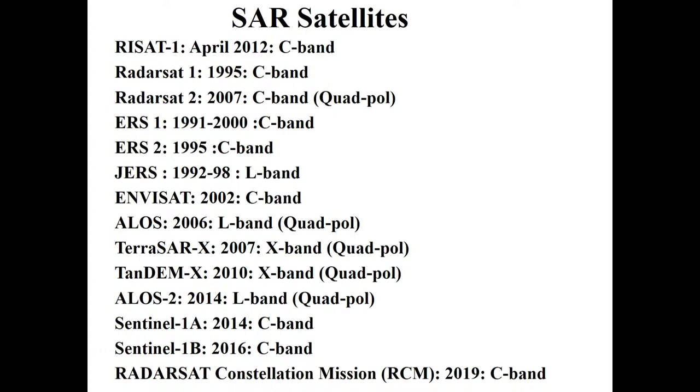Now another is JERS-1, ALOS and ALOS-2. These satellites were launched in L-band, and currently ALOS-2 is working. JERS and ALOS, these two satellites are not working. After that, to fill the gap in L-band satellites, ALOS-2 was launched by the Japanese Space Agency JAXA. So JERS, ALOS and ALOS-2 were missions of JAXA. Now another famous satellite is TerraSAR-X and TanDEM-X. These are satellites in X band launched by the German Space Agency DLR.